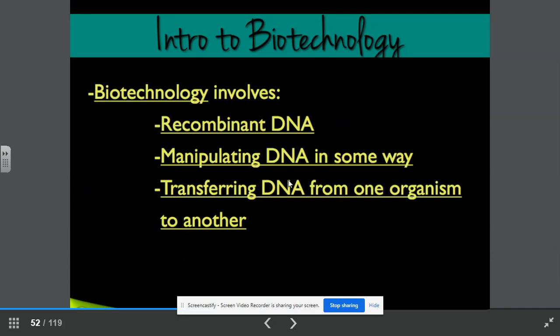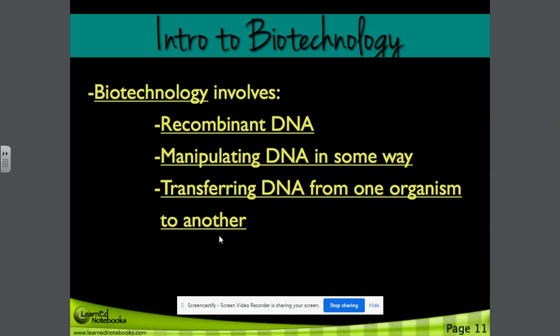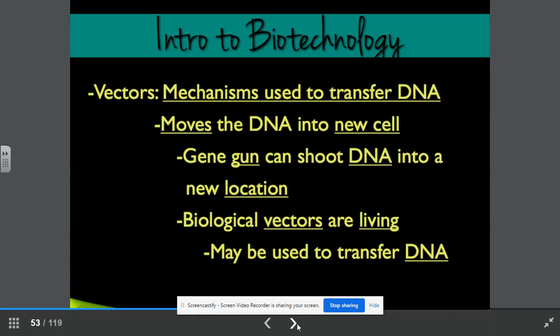Biotechnology involves recombinant DNA, manipulating DNA in some way, transferring DNA from one organism to another. Vectors are mechanisms used to transfer DNA; they move the DNA into new cells. Think of it this way: a gene gun can shoot DNA into a new location. That's a good way of thinking about it. Biological vectors are living. They may be used to transfer DNA.